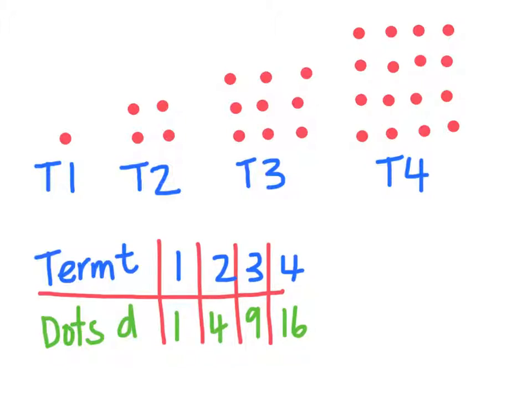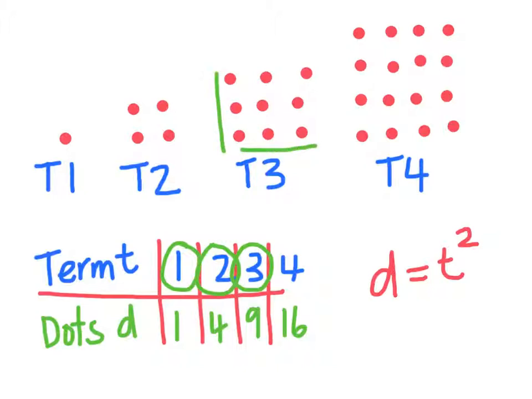Now the rule for this pattern is the number of dots, D, equals the term squared. And I can check in both the table and the pattern. 1 squared is 1, 2 squared is 4, 3 squared is 9, and again I can add that up by looking in my pattern. So it's actually a 3 by 3 square and a 4 by 4 square. So the rule is the number of dots equals the term squared.